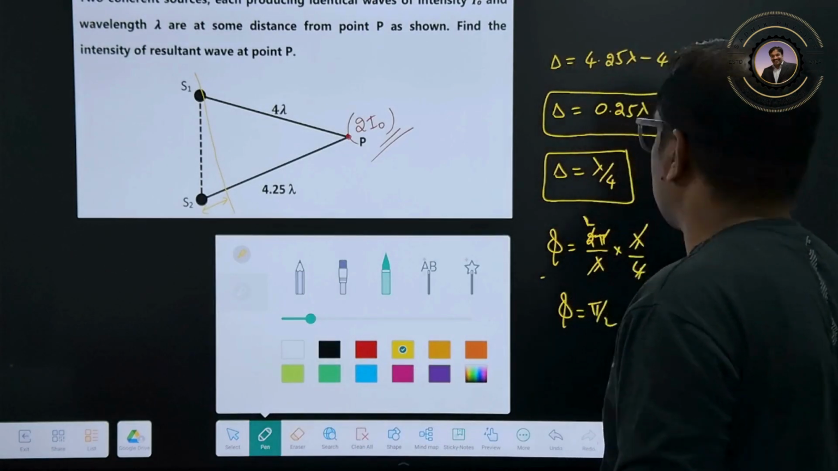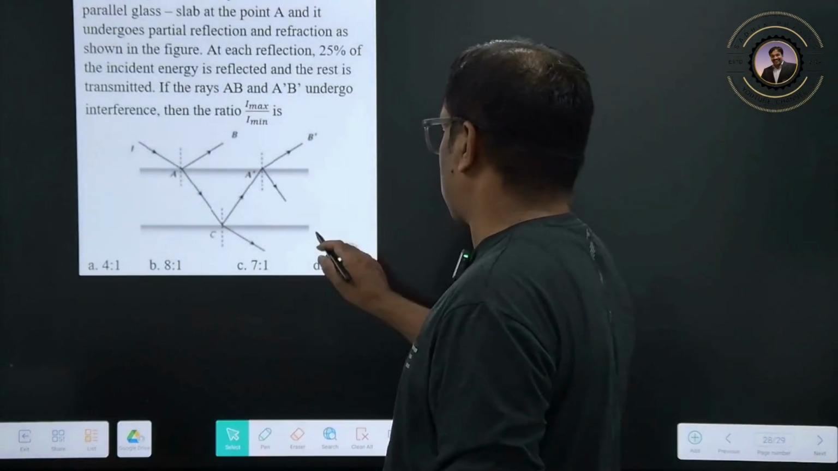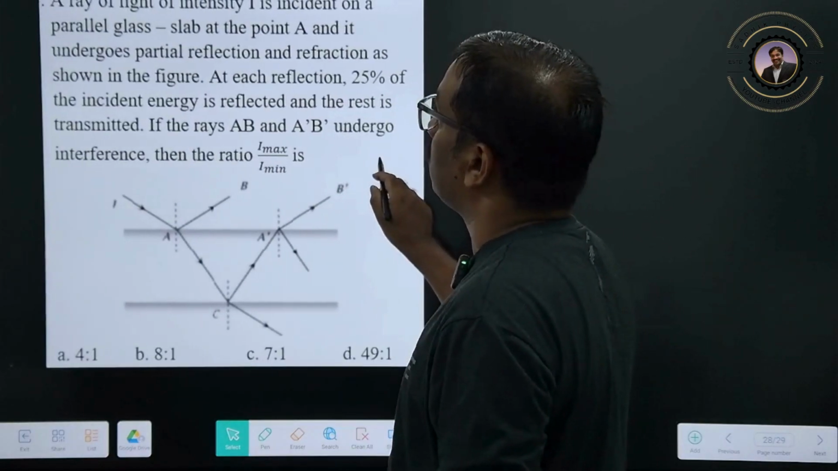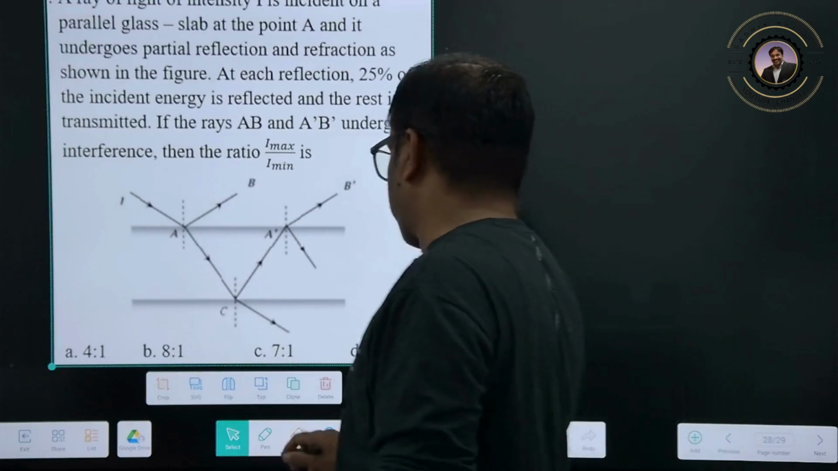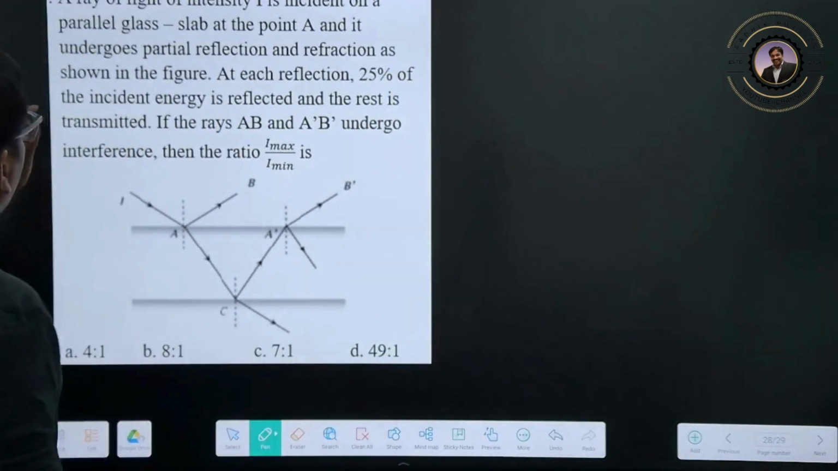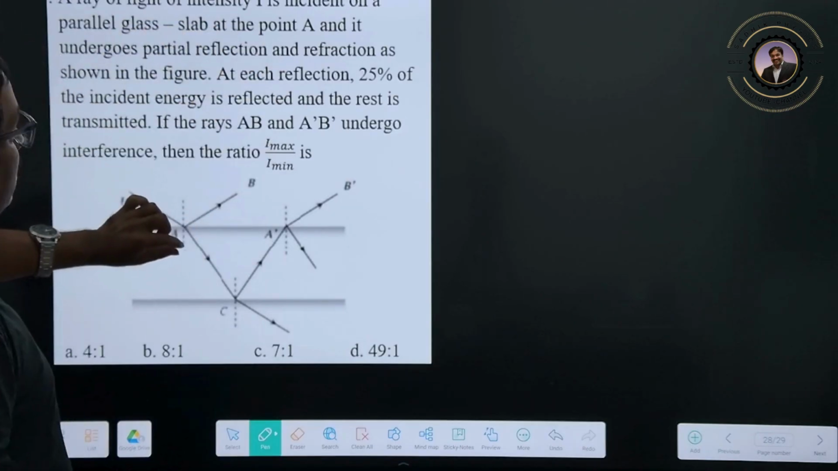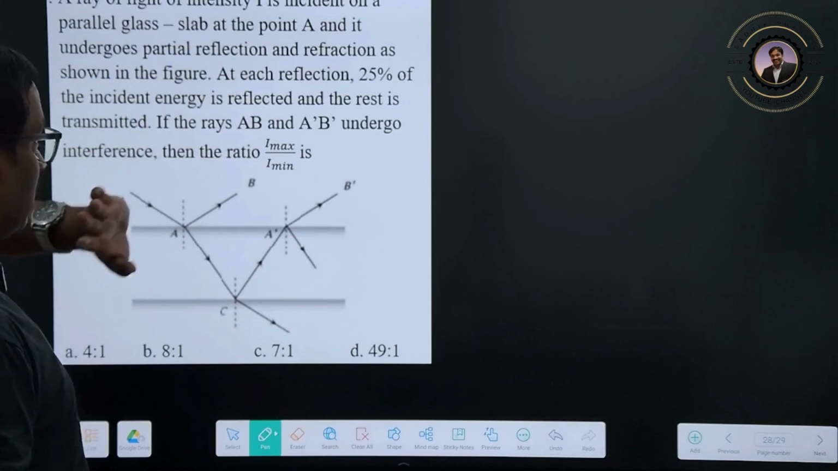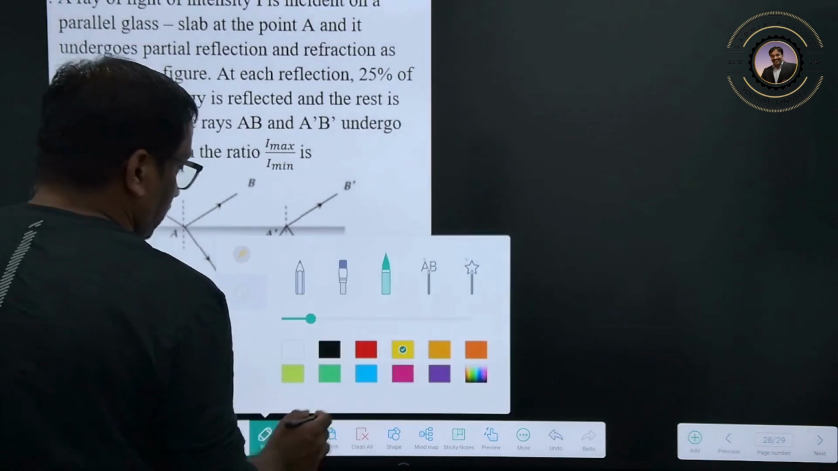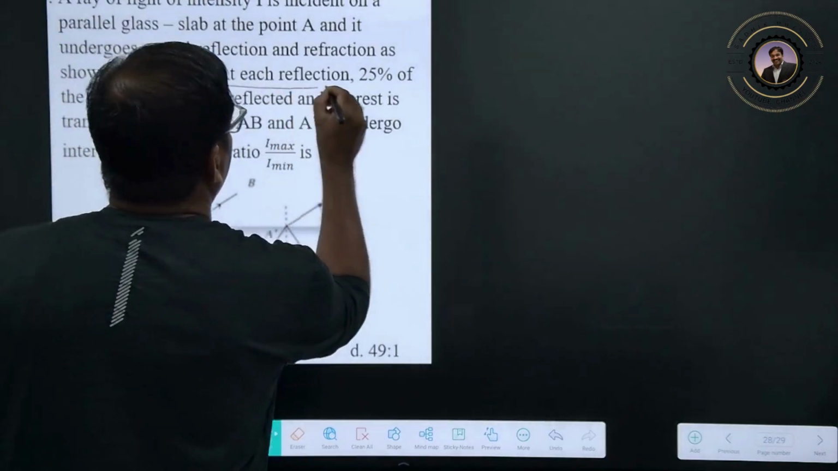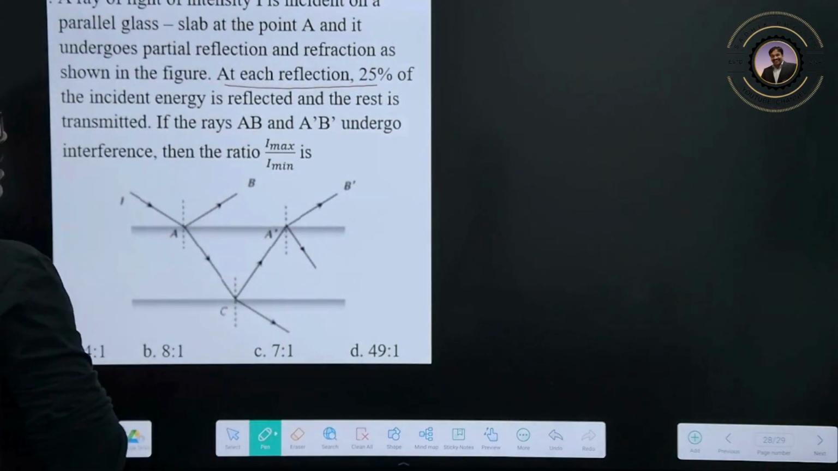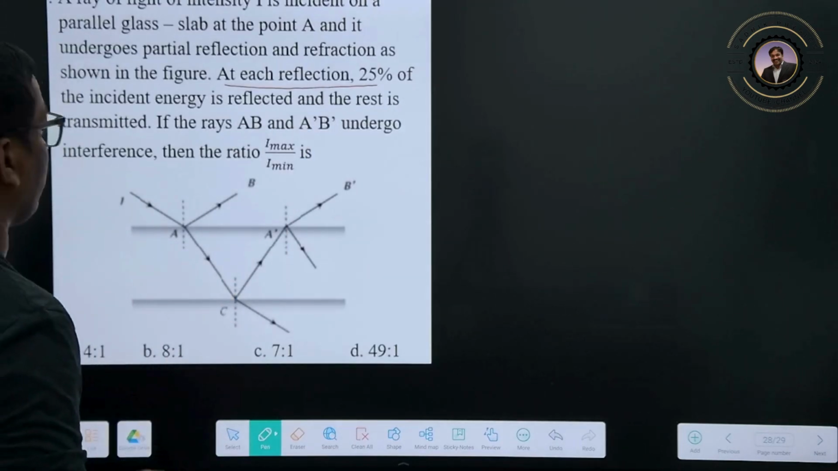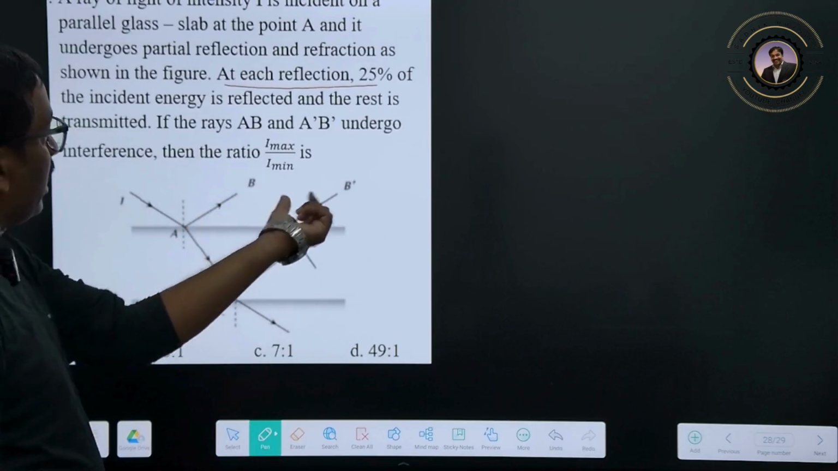Next, one more question. Let us go for this. It is a slightly important question. Now, what is given? A ray of light of intensity I is incident on a parallel glass slab at point A and undergoes partial reflection, and this point is very important: at each reflection 25% of the incident energy is reflected, and the rest is transmitted. Therefore, this is AB and A dash B dash.